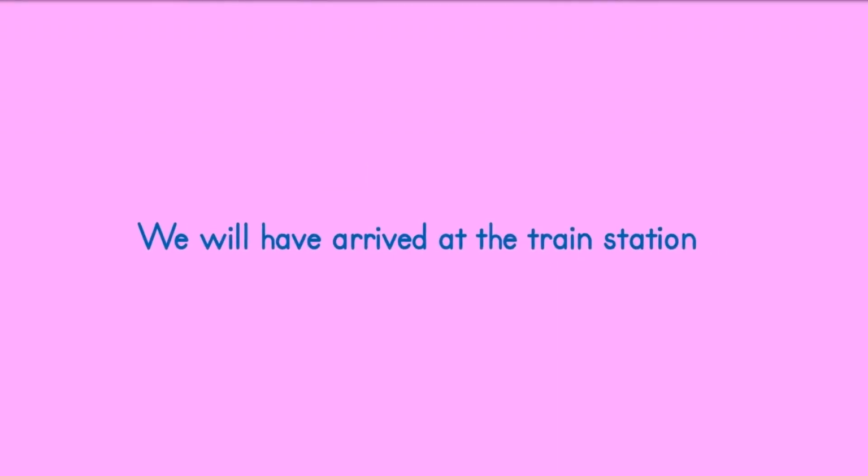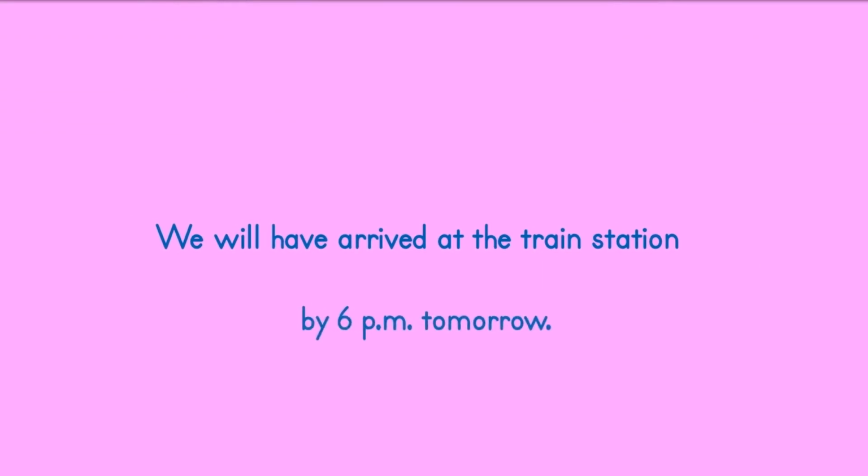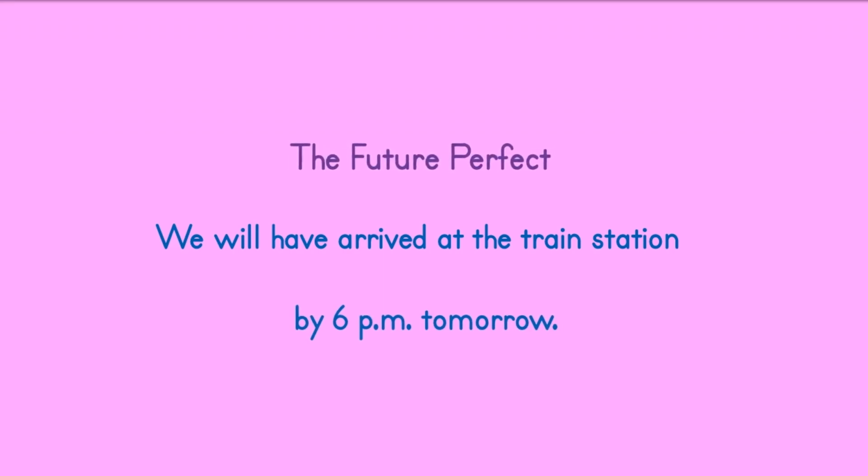The future perfect tense is used to discuss a planned future action that will occur by a certain time. An adverb of time, like, "by 6 p.m. tomorrow," must be used as the action has to be stopped. If we just used, "We will have arrived at the train station," alone, the sentence is an incomplete fragment as we must stop the action with an adverb of time.